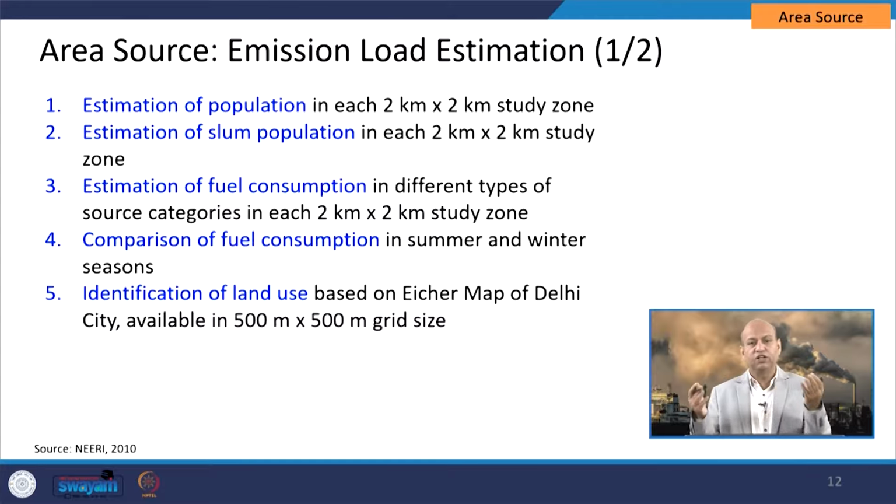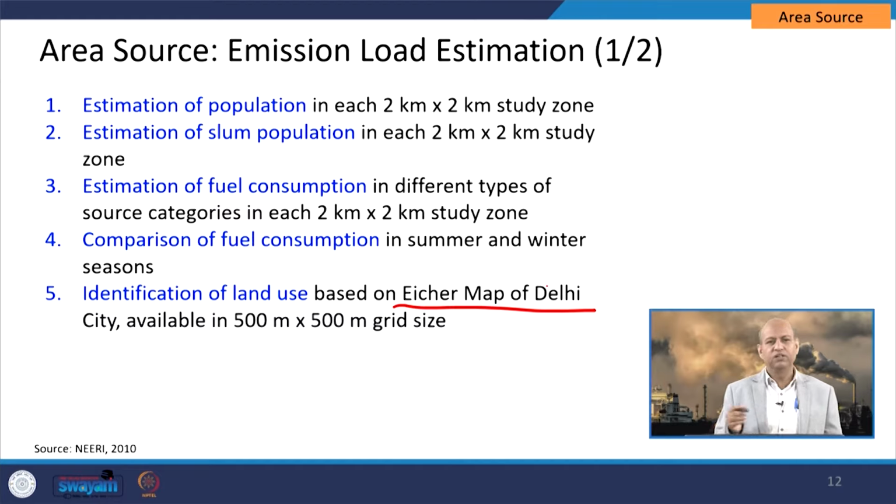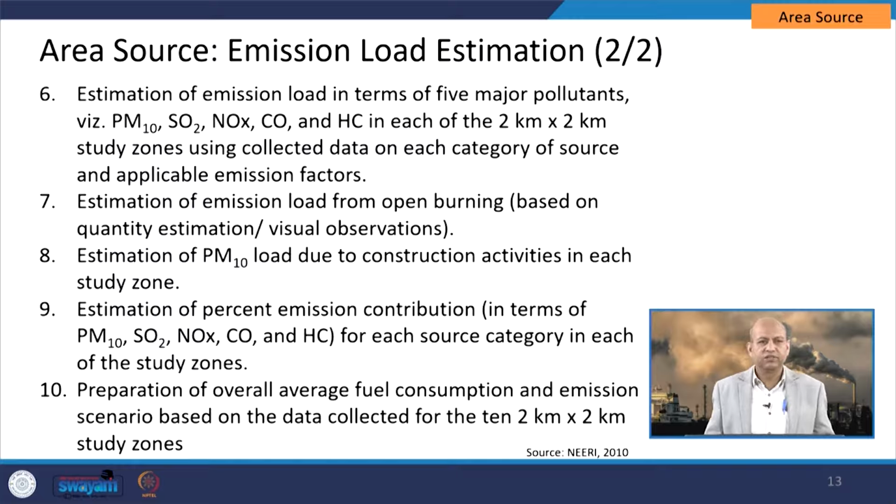So, seasonal variation or winter seasons, that has been also taken up. Identification of the land use pattern, so that it can give different information, like the ISER map was used. Nowadays, sophisticated maps are there, but in 2007 they used the ISER map of the Delhi city for the land use patterns. Well, then the estimation of emission load in terms of 5 major pollutants like PM10, as I said earlier, or SO2, NOx, CO and HC.